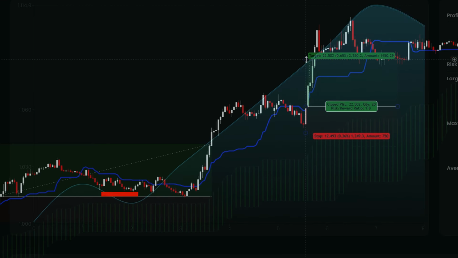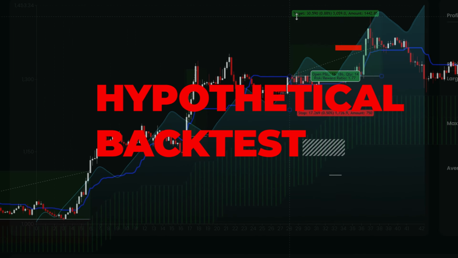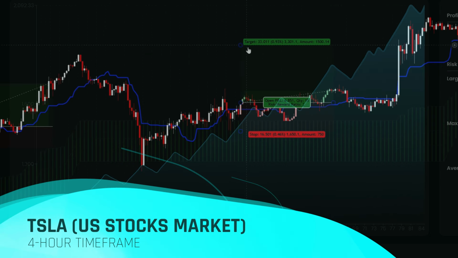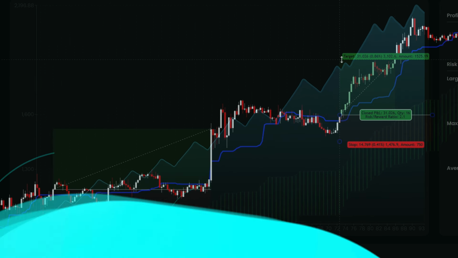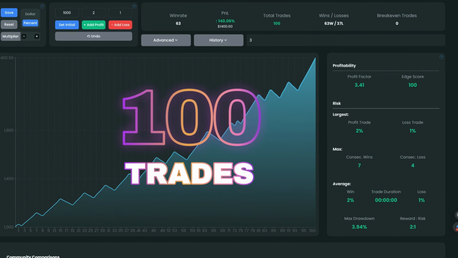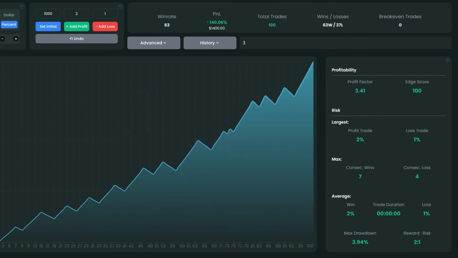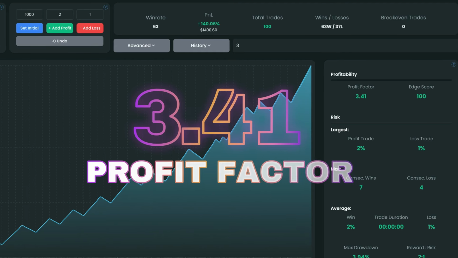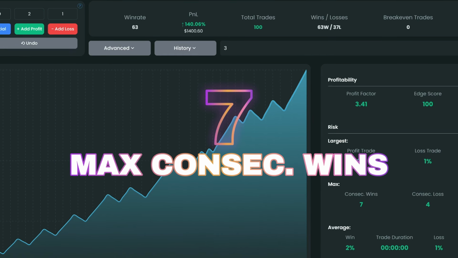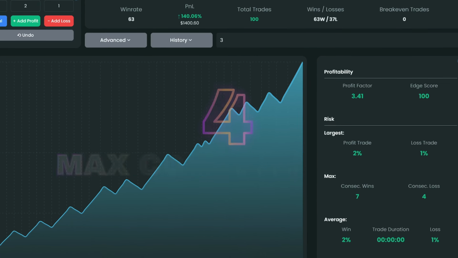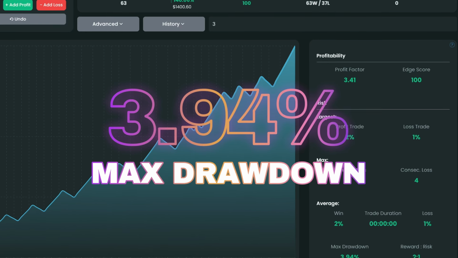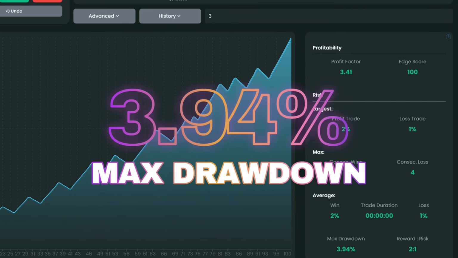To show you how this holds up, we ran a hypothetical backtest on Tesla using the 4-hour chart. 100 trades and a 60% win rate. A profit factor of 3.41 and max consecutive wins 7, losses 4. And max drawdown of only 3.94%.